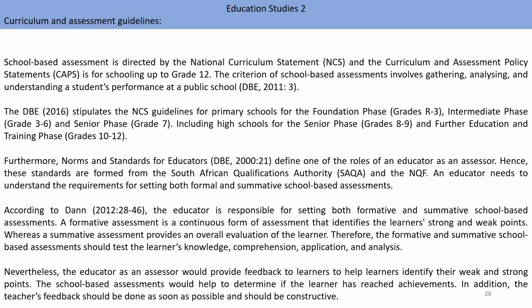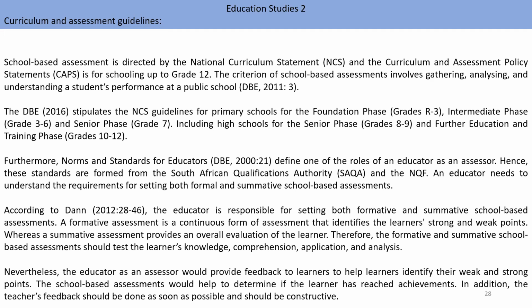Furthermore, norms and standards for educators define one of the roles of an educator as an assessor. Hence, these standards are formed from the South African Qualifications Authority and the National Qualifications Framework. An educator needs to understand the requirements for setting both formal and summative school-based assessments. According to Dan, the educator is responsible for setting both formative and summative school-based assessments.